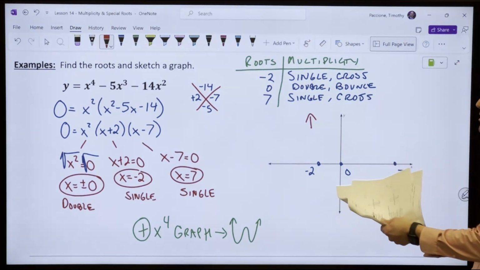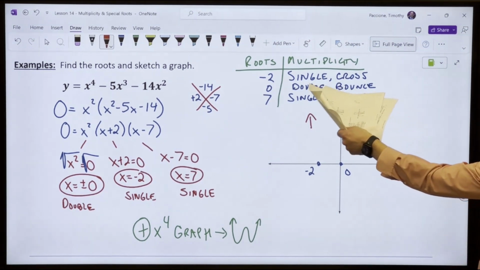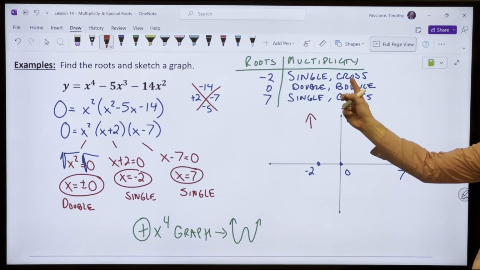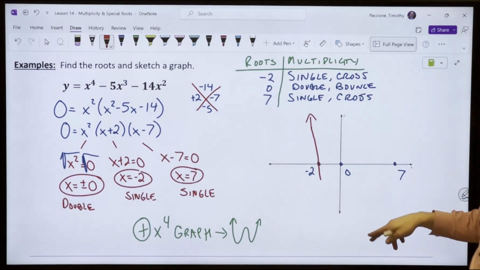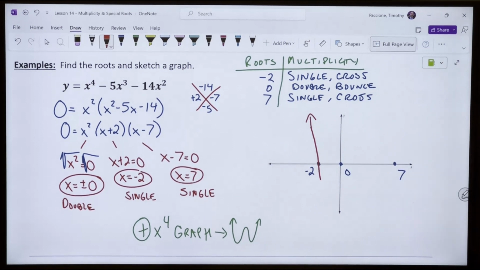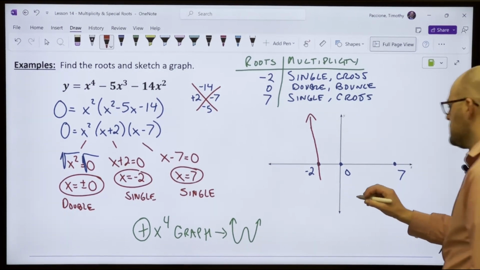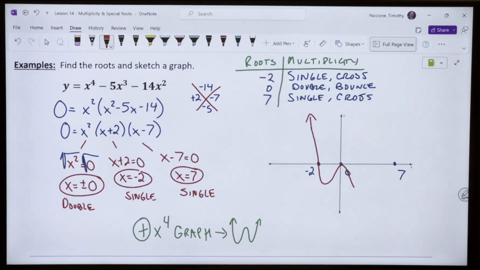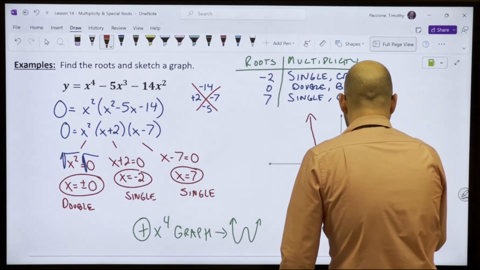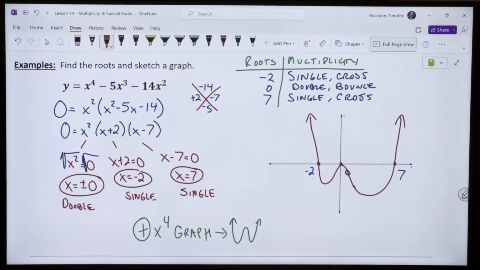Okay, then I need to go to my first root. What happens at negative 2? It bounces. No, at negative 2, I made my chart. It says it just crosses. So I'm going to cross through negative 2. All right, now I think about what happens at my next root. It must bounce. Since we're on the bottom side, it's going to bounce and come back down, right? So I'm going to go boom. And then what happens at 7? It's a single one, so it crosses. It crosses, and that's good because we were trying to get back up. And I have my graph even more accurate than I have in the past.